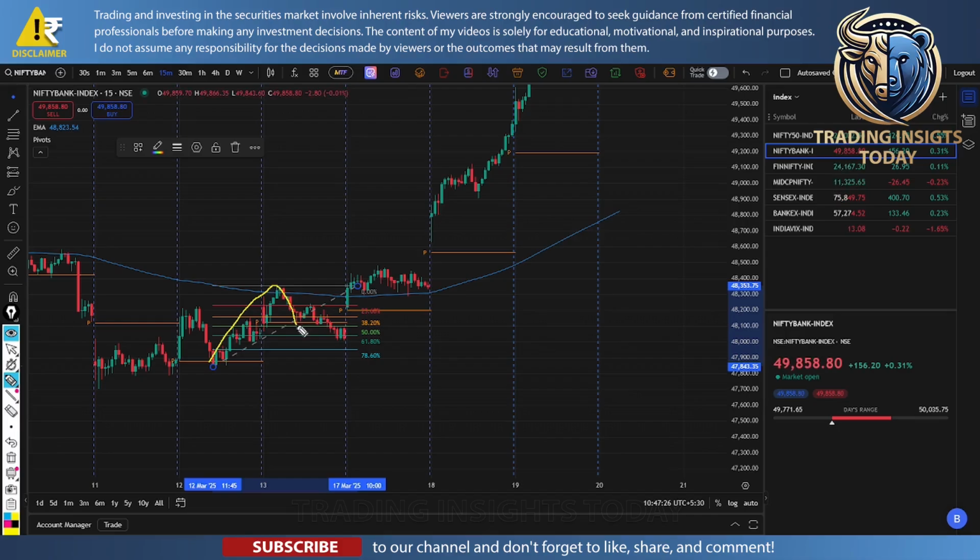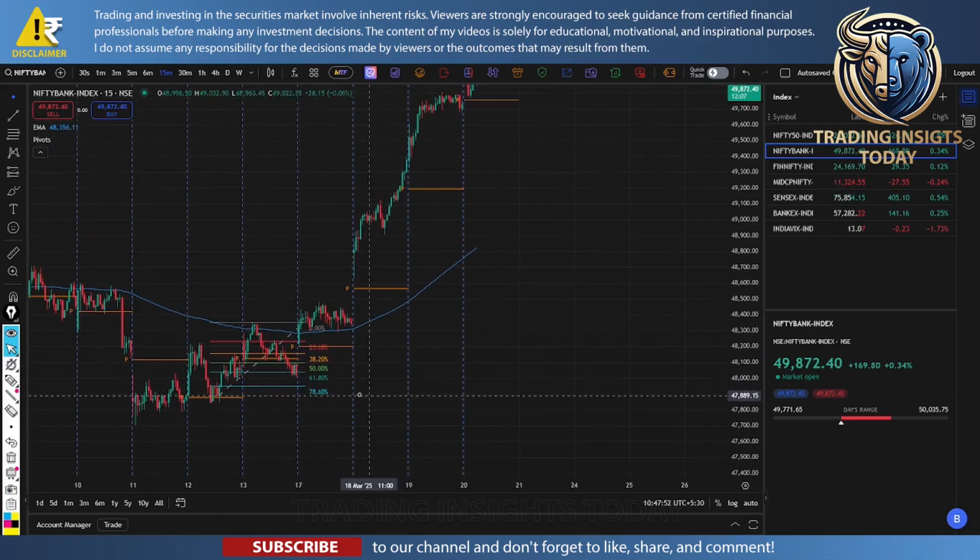Step 4. Confirm with other indicators. Don't rely only on Fibonacci. Combine it with moving averages. If a 200 EMA aligns with 61.8%, it's a strong signal. RSI, Relative Strength Index. If RSI is oversold at Fibonacci support, it strengthens the buy signal. MACD, Moving Average Convergence Divergence, check for trend reversals. Candlestick patterns, look for doji, engulfing, or pin bar formations at key Fibonacci levels.